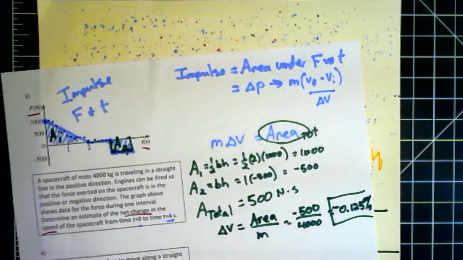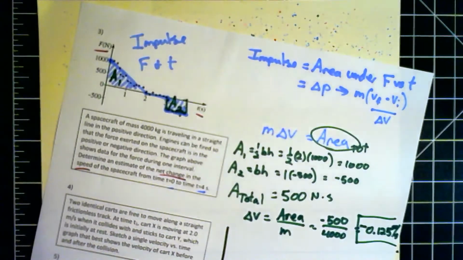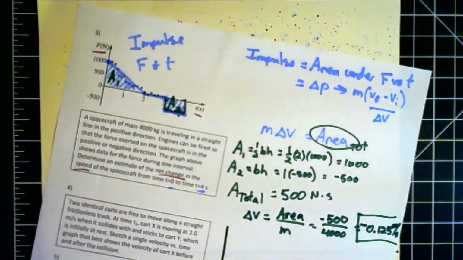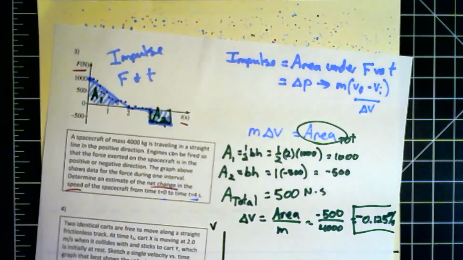Okay, question number 4. 2 identical carts are free to move on a straight frictionless track. At time t1, cart x is moving at 2 meters per second when it collides and sticks to cart y, which is initially at rest. Sketch a single velocity-time graph that shows the velocity of cart x before and after the collision. So we're looking at a velocity-time graph, all right? And we're thinking about cart letter X.